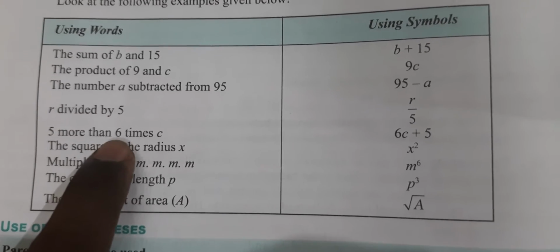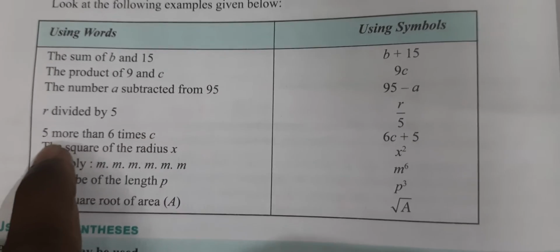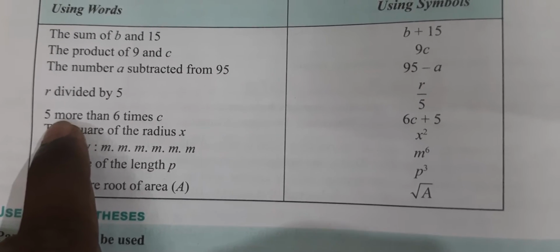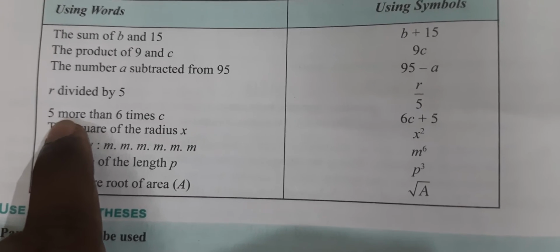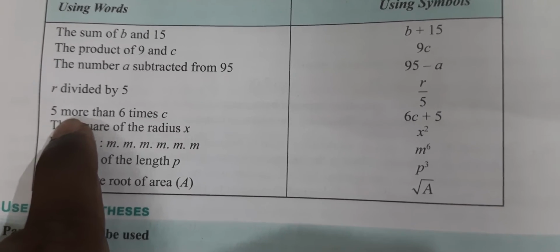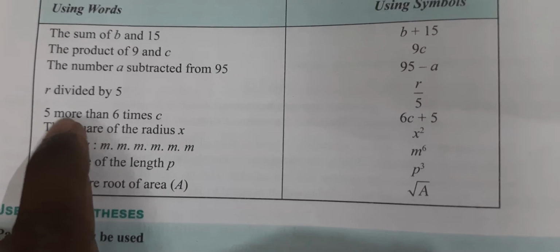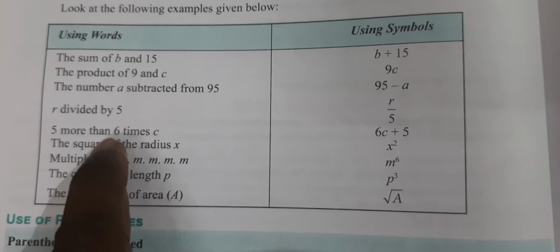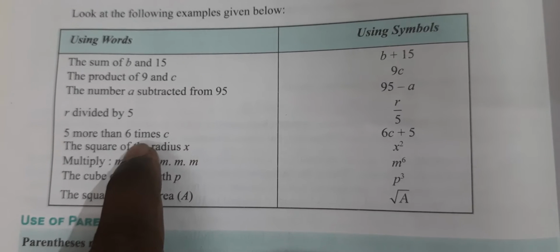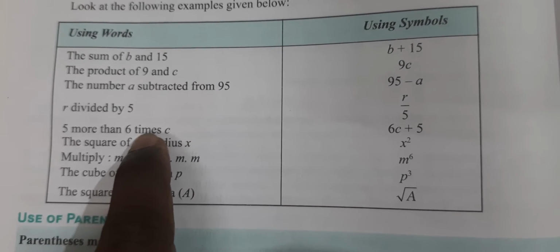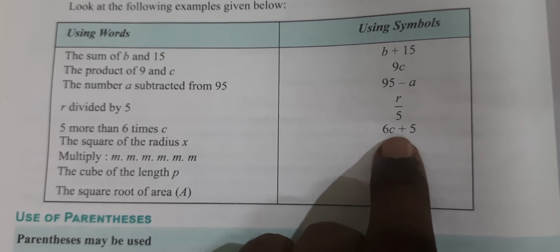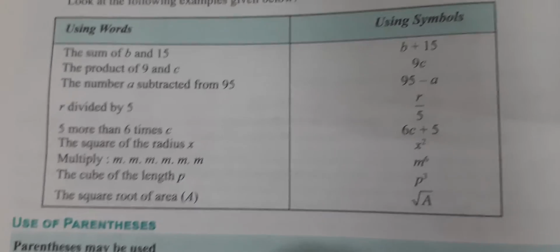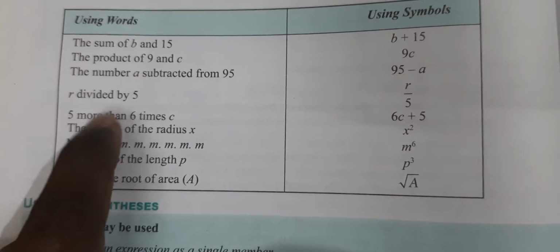5 more than 6 times c. Okay, this is another thing that you have to keep in mind. More means plus. Along with that word sum, keep that in mind that more also means sum, plus. Okay, more means plus. So 5 more means 5 has to be added to what? 6 times of c. Times means multiplication. So 6 times c is written as 6c. To that you have to add 5 more. So here 6c plus 5. 5 will be written afterwards because 5 more than.